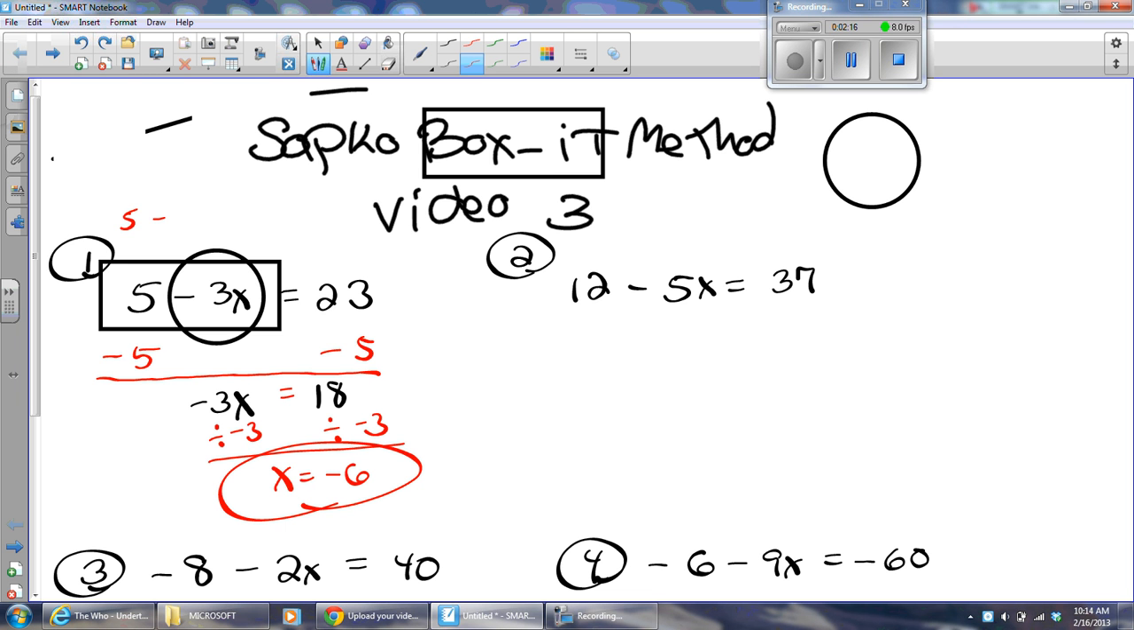All right, you can always check it. 5 minus 3 times negative 6. Well, these two negatives will make a positive. Turn this into 5 plus 18. And that will be 23.